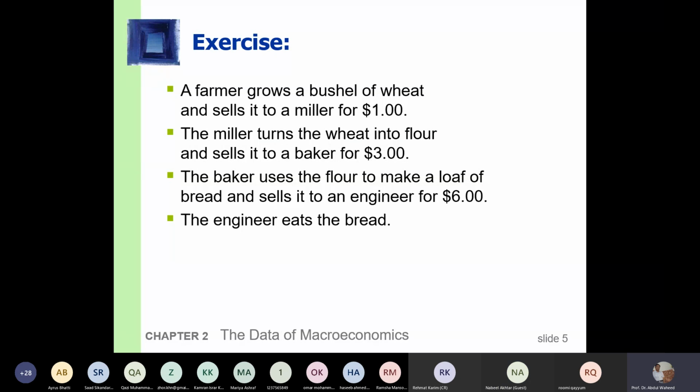My first question is, what about wheat? Is wheat an intermediate good or a final good in this case? Intermediate good, because wheat is not purchased for immediate consumption. Wheat is purchased for further processing, and the further processing is to convert wheat into flour. So what about flour? Is it an intermediate good or a final good? Intermediate good. Yes.